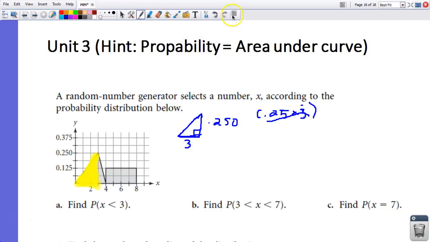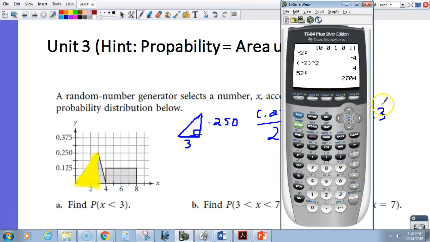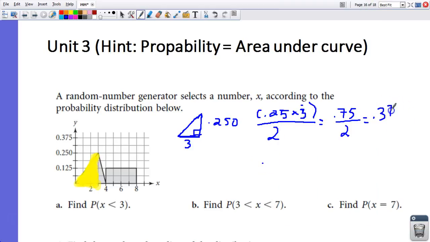I'm so sorry, it's ridiculous. Divided by 2, you probably already have the answer. Use your calculator. I'm going to try and do it in my head. This is 0.75 divided by 2, which is going to be 0.3-something. I'm going to have to use it. 0.75 divided by 2 is 0.375. Okay, so that is the probability, 37.5%, that x is going to be less than 3.